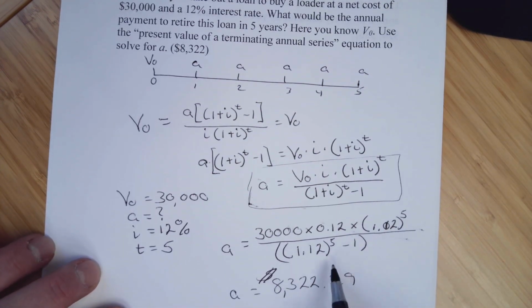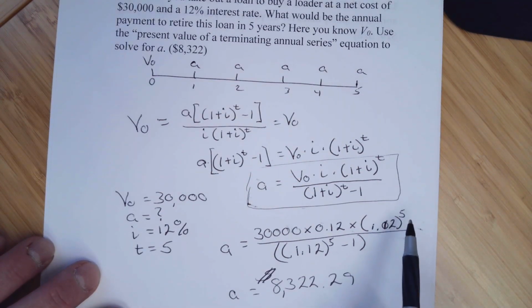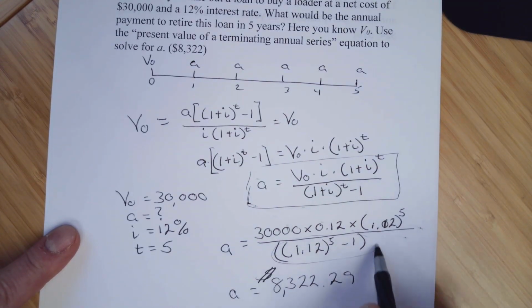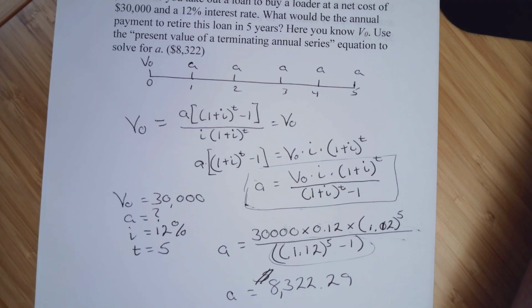Make sure you get these brackets in here because you don't want to do this 30,000 times 0.12 times 1.12 to the 5 divided by 1.12 to the 5 and then minus 1 off of that, right? You want this together on the bottom. So that's one way to think about it. So hopefully that was helpful. On we go.